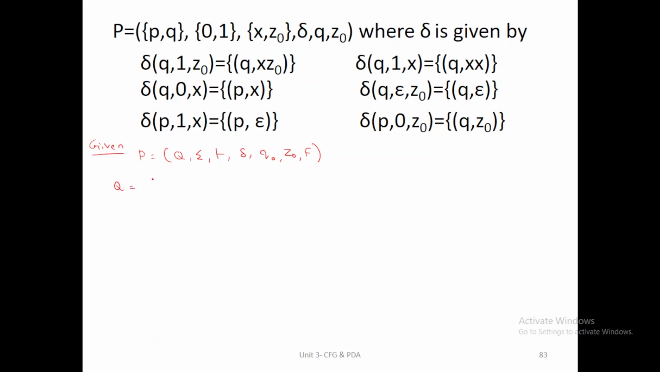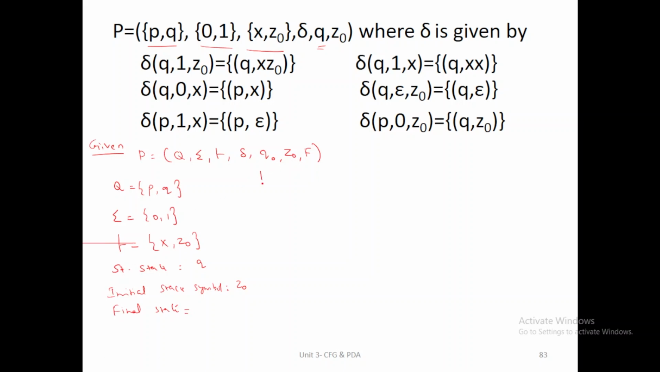First we should take the Q value, that means the first input value. So Q is equal to P comma Q, and sigma is the second parameter of the pushdown automaton, that is 0 1, and the third parameter is your stack symbols. The stack contains only two symbols in it, either it can store X or Z0. Then Q is the starting state, so I am writing the starting state is equal to Q, and the initial stack symbol is Z0, and we should write the final state. Here the final state is not given. Later we can construct the final state notation.